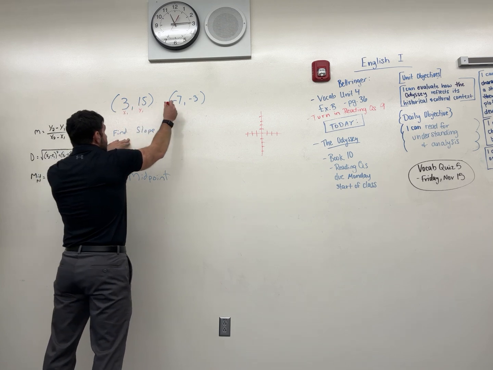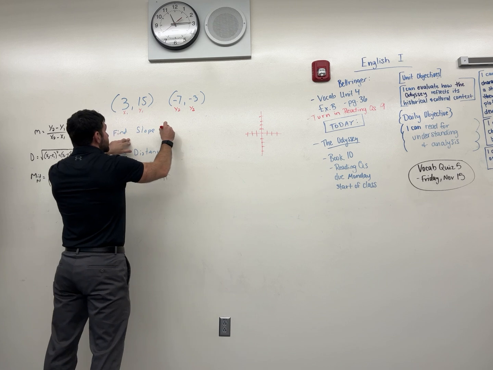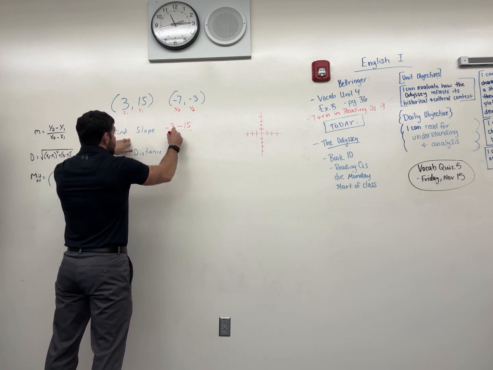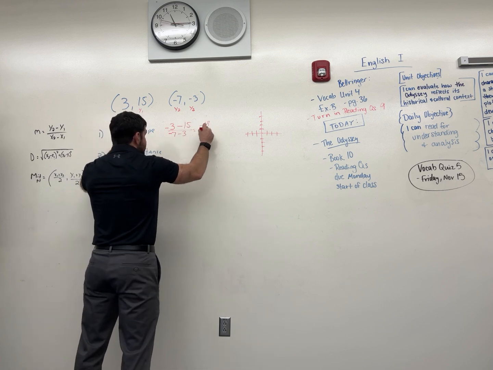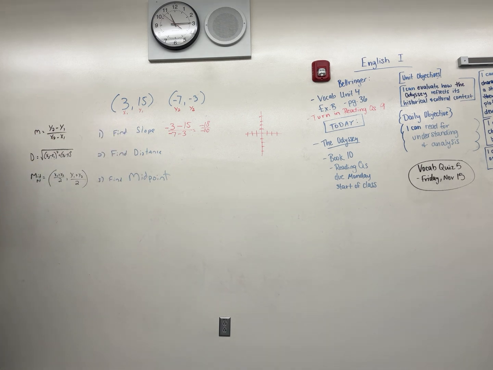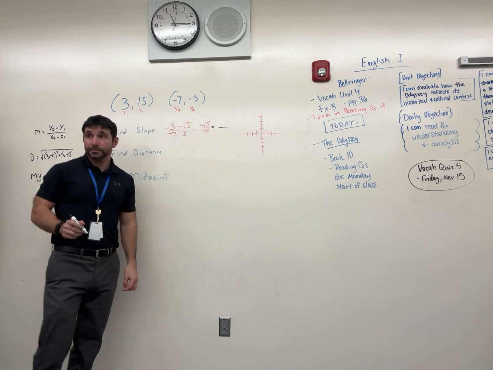x1, y1, x2, y2. So I do -3 minus 15 divided by -7 minus 3. That's -18 divided by -10. Everybody still with me so far? If you would give me that as an answer, I will mark it wrong. It is not simplified and it is not correct. A negative divided by a negative is positive.